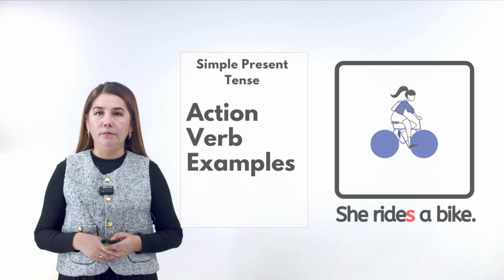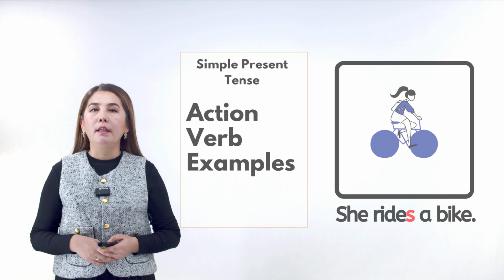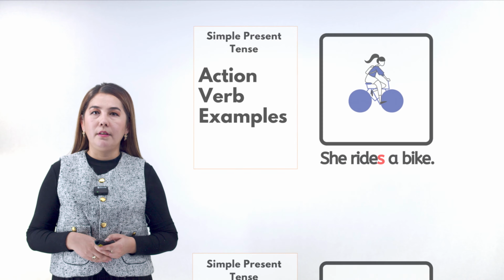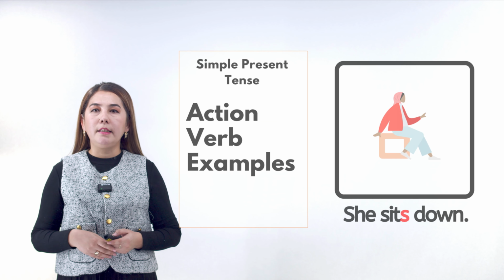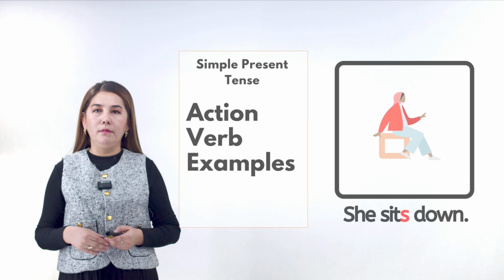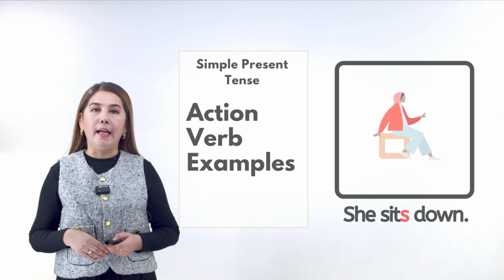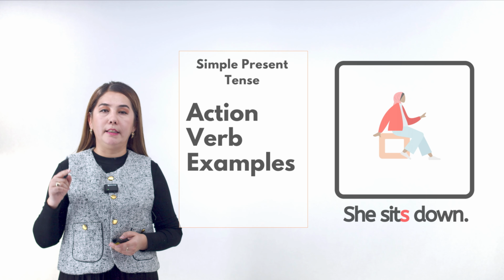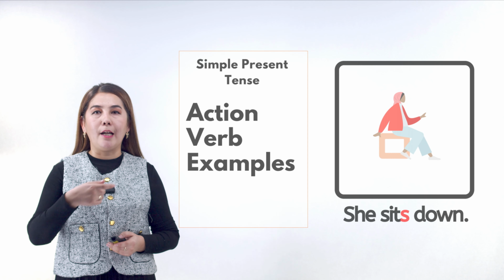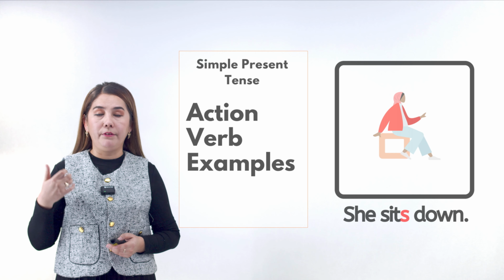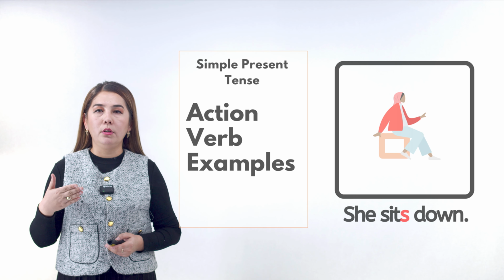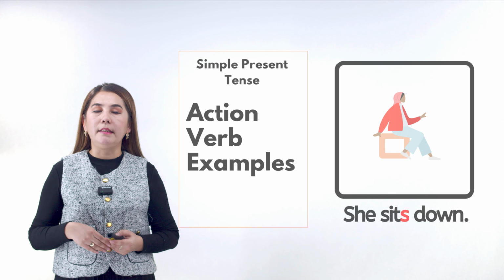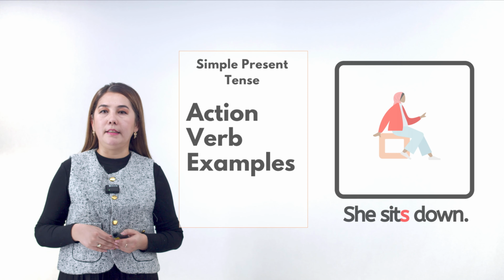The next sentence. She rides a bike. Does she ride a bike? She doesn't ride a bike. The next sentence. She sits down. And the question form is, does she sit down? We have to remove s after the verb, because s comes after do, and in that case do becomes does. Does she sit down? In the negative form, she doesn't sit down.